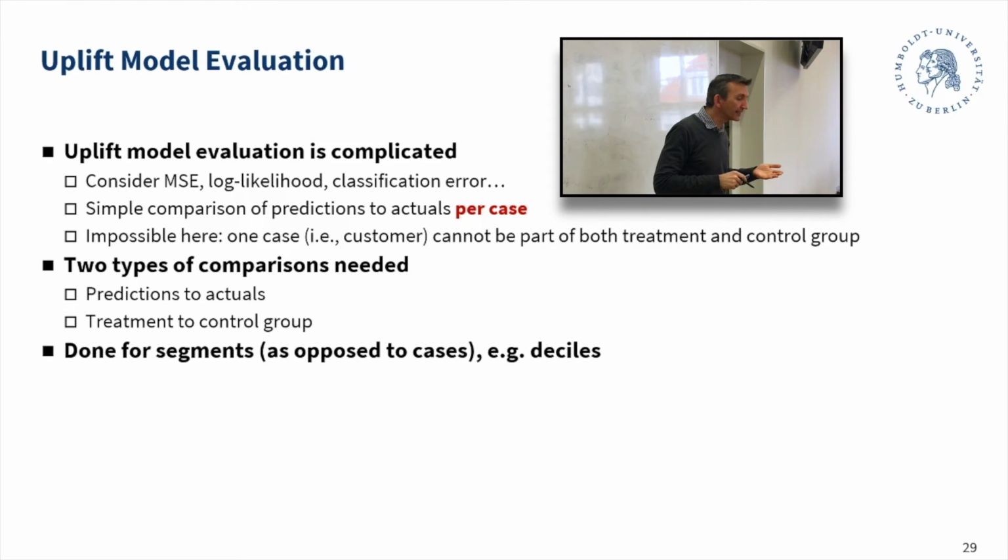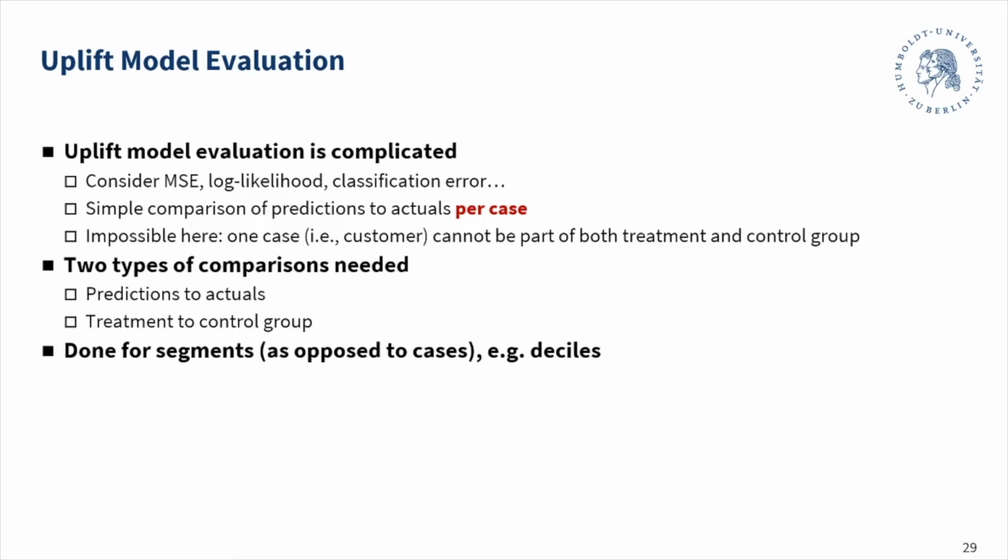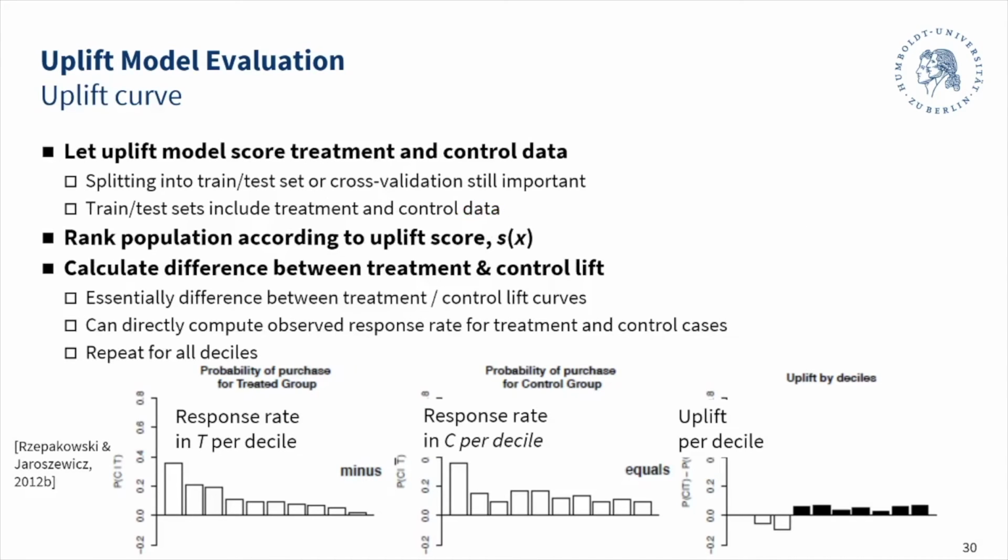Commonly in marketing, comparisons are done by means of deciles: top-ranked customers in terms of their uplift score, second decile, etc. Very similar to the lift measure introduced last week. Uplift curves exemplify this approach. An uplift curve essentially is the difference between two lift curves. From a process perspective, first step, you build your uplift model using any of the approaches just discussed: T-learner, S-learner, X-learner, a causal forest, whatever you like.